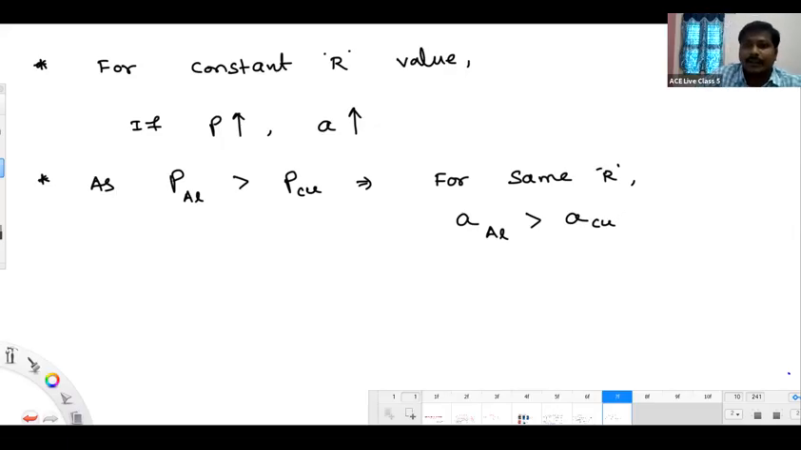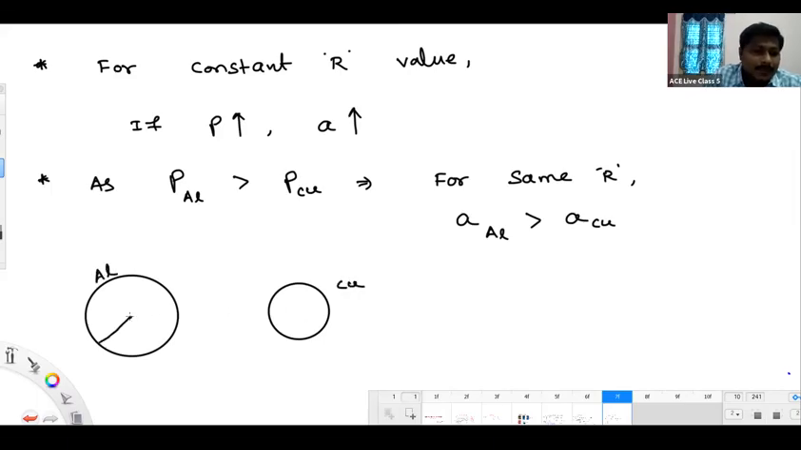So for example, if I show those two conductors to you, this may be the conductor of aluminum and this may be the conductor of copper. Like this you can experience. The aluminum conductor radius is very, very large, whereas copper conductor radius will be less compared to aluminum. So I think all of you are getting this one. All of you getting this? Yeah, good.